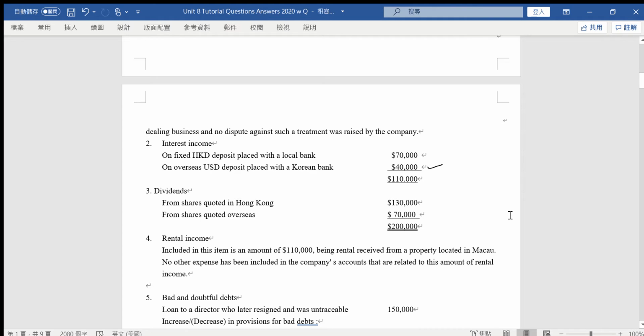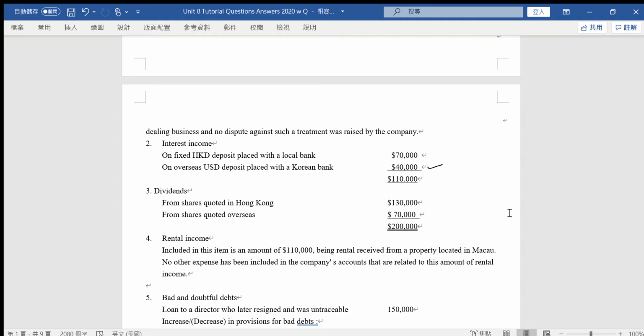The third one is about the dividend received. For this item, there are two, but no matter what, dividends should be excluded because of section 26A, and there is also no capital gains tax in Hong Kong. That is why both of these items should be excluded.